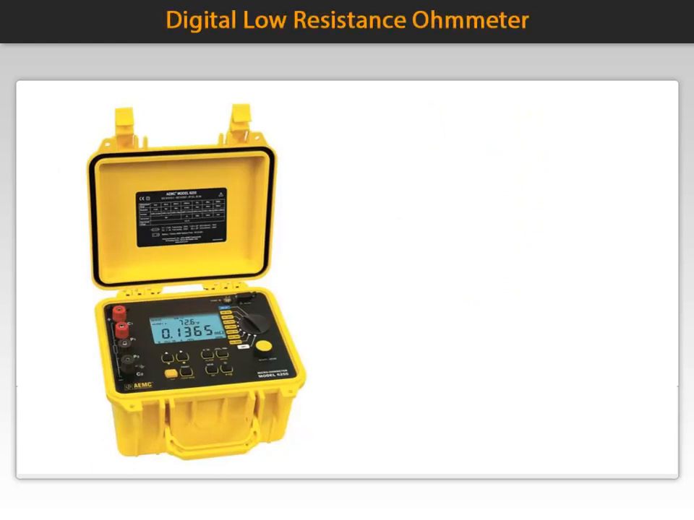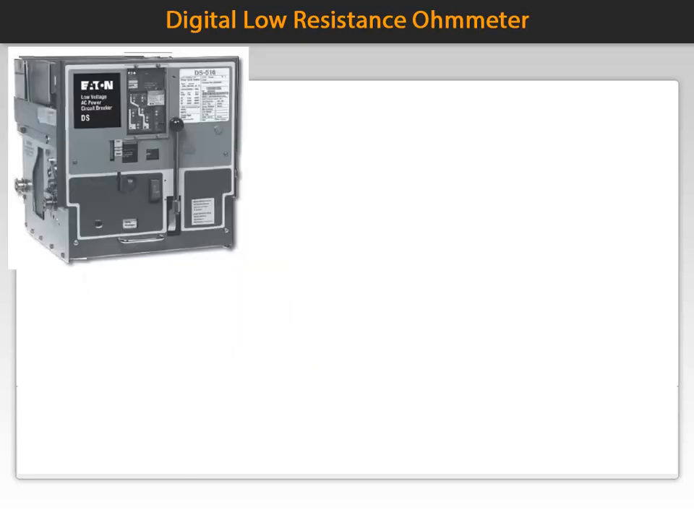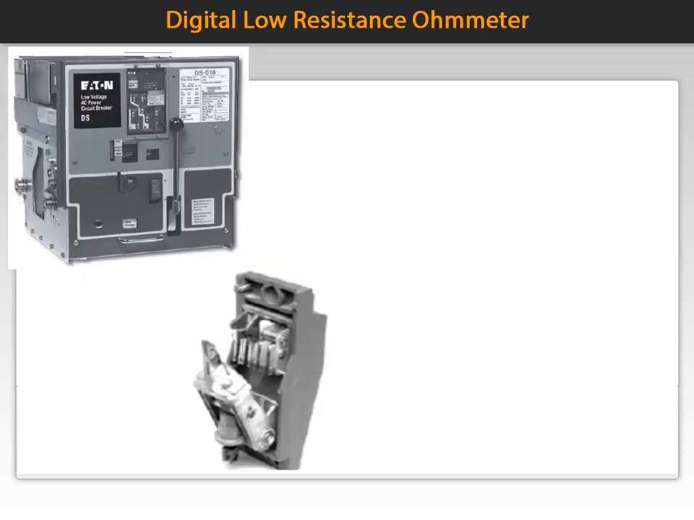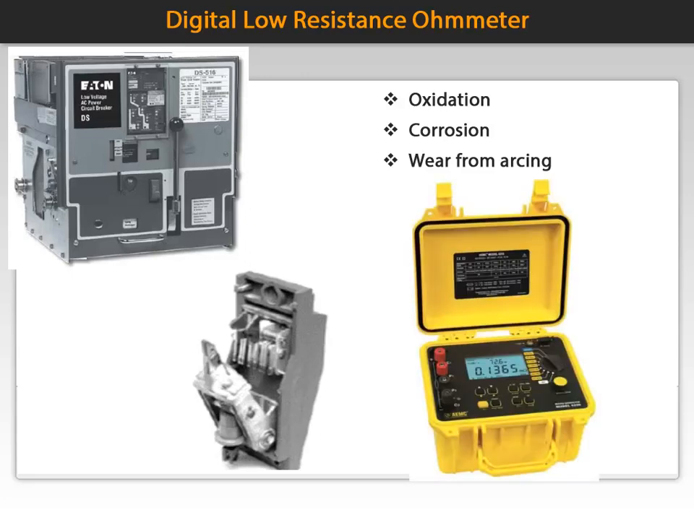A DLRO, or digital low resistance ohmmeter, is utilized to check the integrity of contacts of electrical switching equipment. Take for instance a circuit breaker. The surface contacts of this DS circuit breaker over time will form oxidation. Corrosion on the contacts is also a possibility. The normal operation from interrupting circuit loads could wear away the contacts. These conditions prevent proper power flow through the circuit breakers. Therefore, a resistance test is needed.